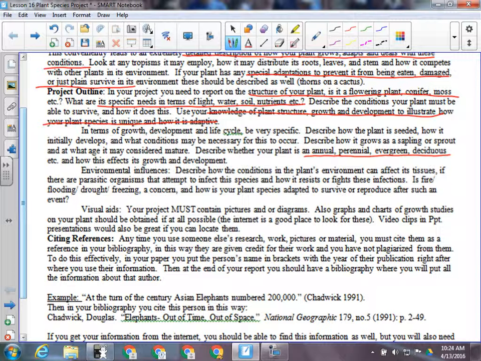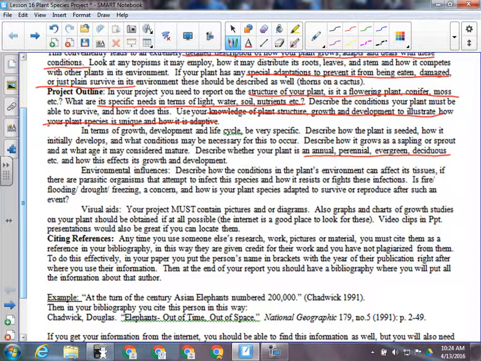How many years does an annual grow for? Once. It grows one season. An annual grows one season. Perennial means every year, so it comes back all the time. If something is evergreen, obviously it does not drop its leaves. So spruce, pardon me? That's why they're called evergreen.